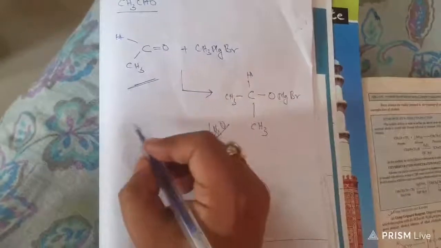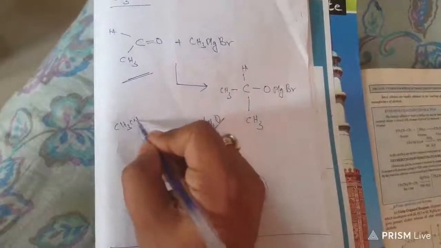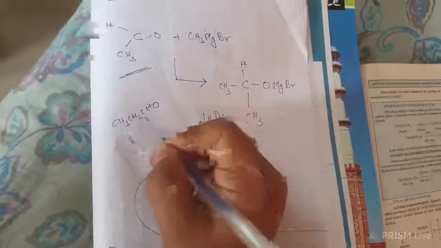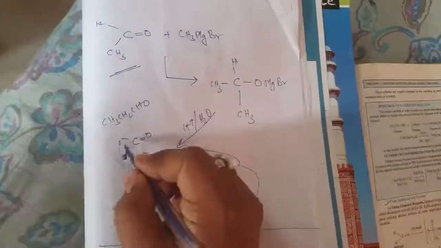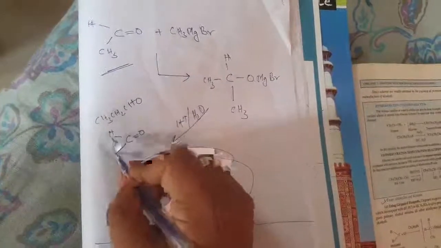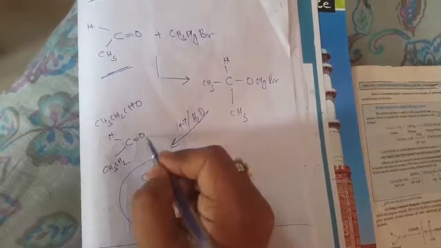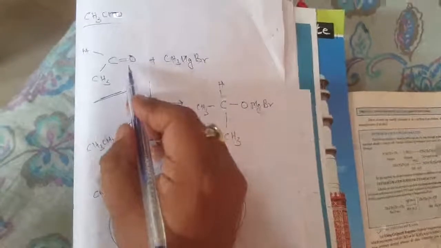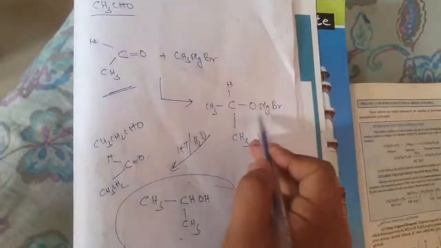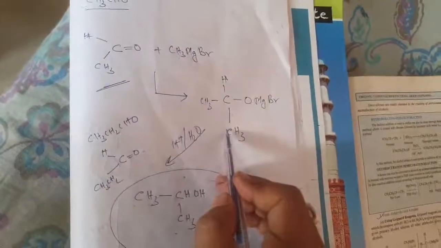Because with an aldehyde, it will always be like CH3CH2CHO, suppose. Still, if you use this, C double bond O, one H, this will be the CH3CH2 group, yes or no? Now the Grignard attacks here, giving OMgBr, and this CH3 has come down.